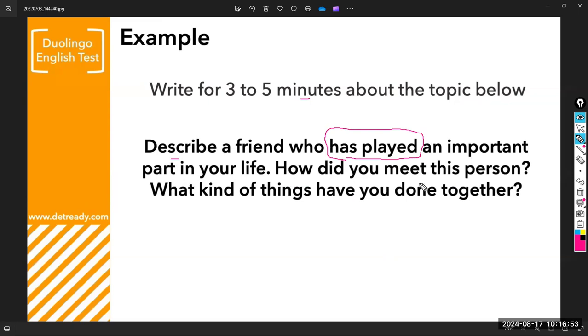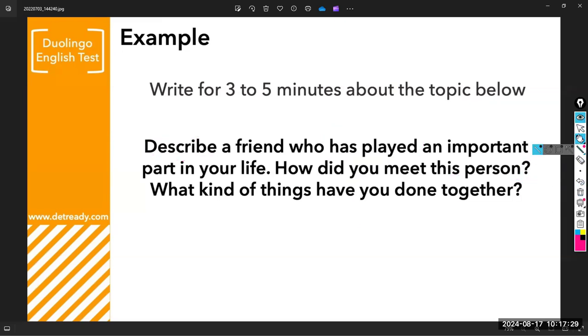How did you meet this person? This is the first question. What kind of things have you done together? This is the second question. So I have to write, first of all, general information. Then I have to mention at least 1 to 2 reasons. After that, I have to mention 1 or 2 examples. Absolutely, mentioning 3 examples is better than mentioning only 1 example. When I finish, absolutely, I have to mention the result or a recommendation.